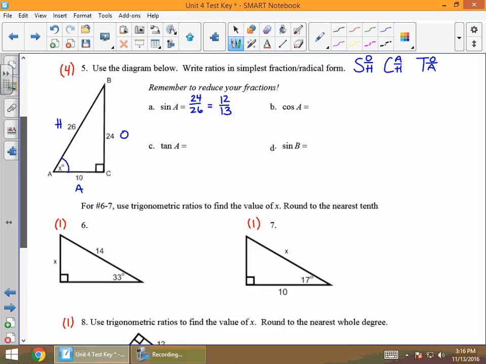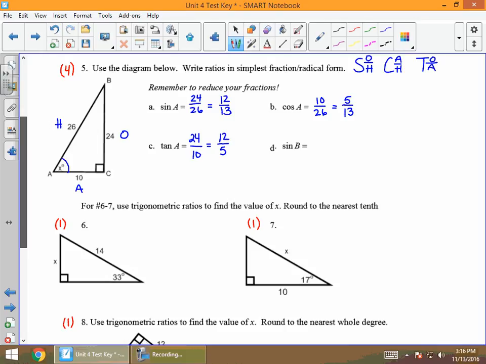For part B, cosine is A over H. Adjacent is 10 over hypotenuse, which is 26. Again, they're both even, so it'll reduce. Half of 10 is 5. Half of 26 is 13. So 5 over 13. Tangent is O over A. So O is 24. A is 10. Again, they're even. So half of 24 is 12, and half of 10 is 5. 12 over 5 does not reduce.